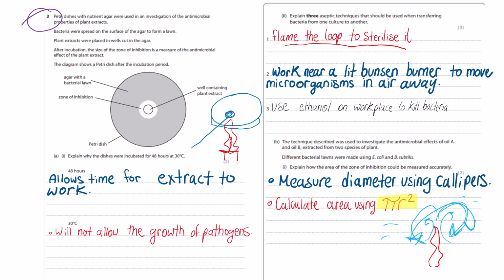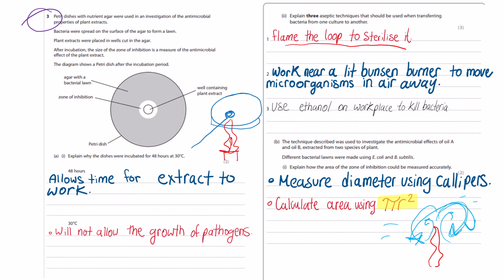Question B. The technique described was used to investigate the antimicrobial effects of oils, so of oil A and oil B. The oil A and B is extracted from 2 species of plants. The bacteria that we have is made of E. coli and B. subtilis. Explain how the area of the zone of inhibition could be measured accurately.